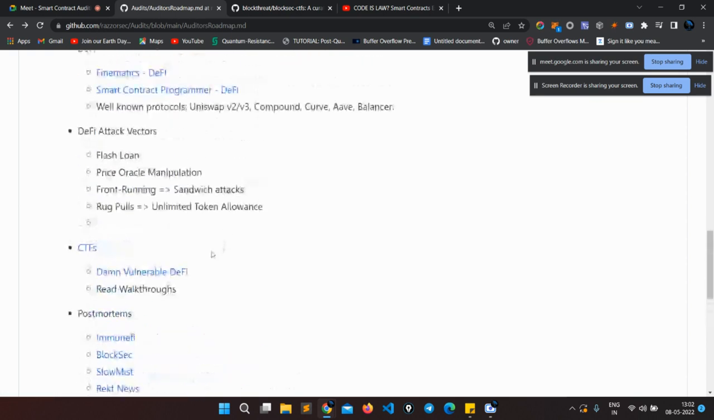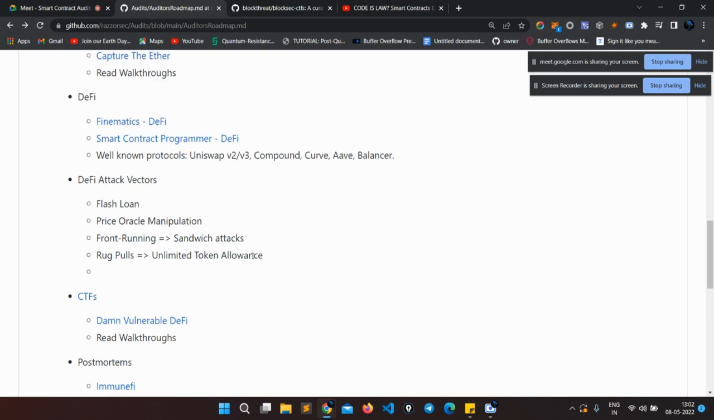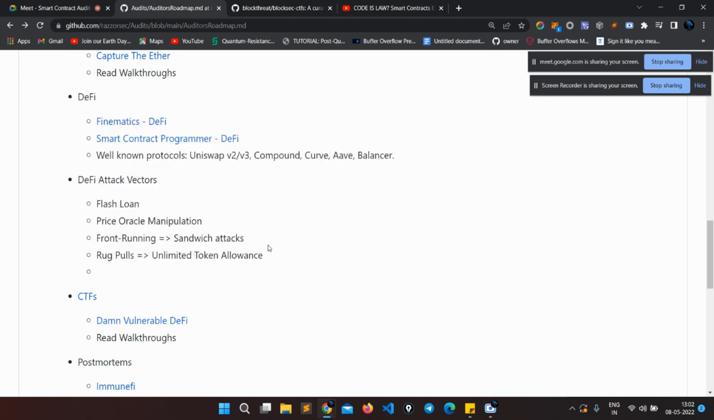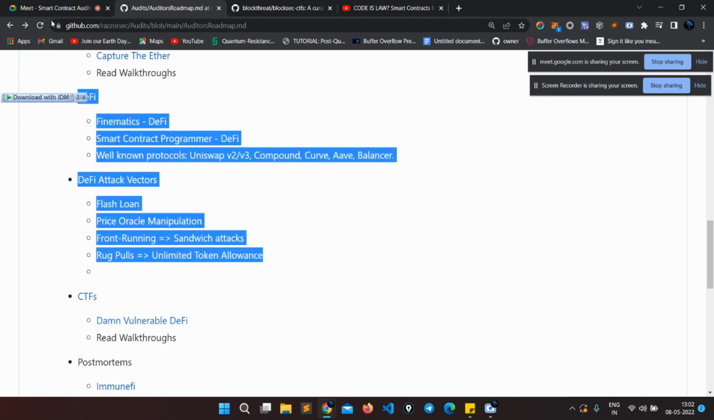What else? So at this stage, we can call ourselves an auditor, right? At this stage, we are actually an auditor because we know about Solidity. We can find Solidity bugs. We know about DeFi as well, not that much, because these things we are covering on a regular basis, right? These are not a prerequisite to grow.